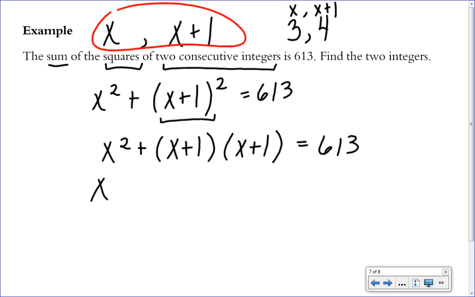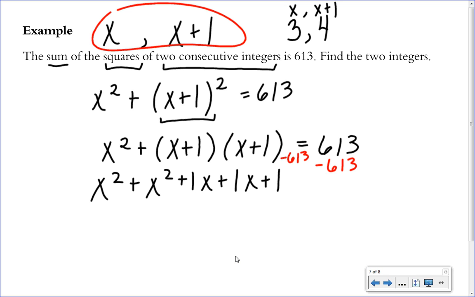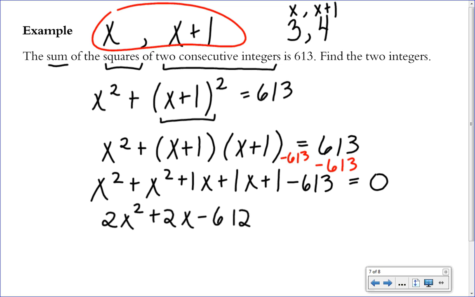Then when we FOIL, we get x squared plus 1x plus 1x plus 1. At this stage, I am going to move the 613 to the left side of the equal sign. So here we have minus 613, and we set this equal to 0. And we can combine like terms, and then we'll have our expression in standard form for a quadratic equation. So we have 2x squared plus 2x minus 612 equals 0.